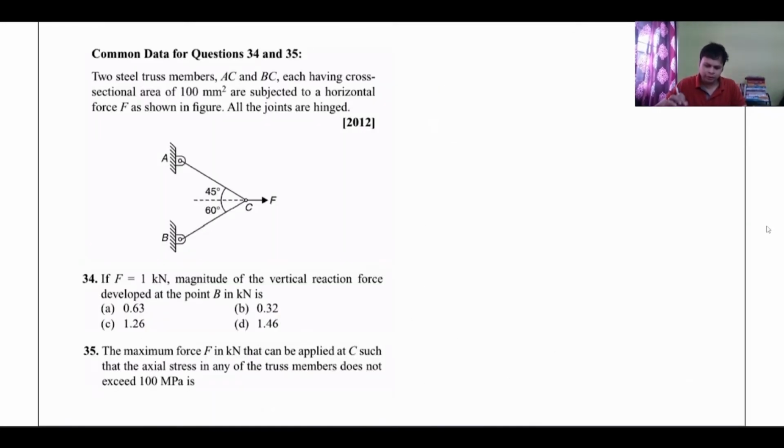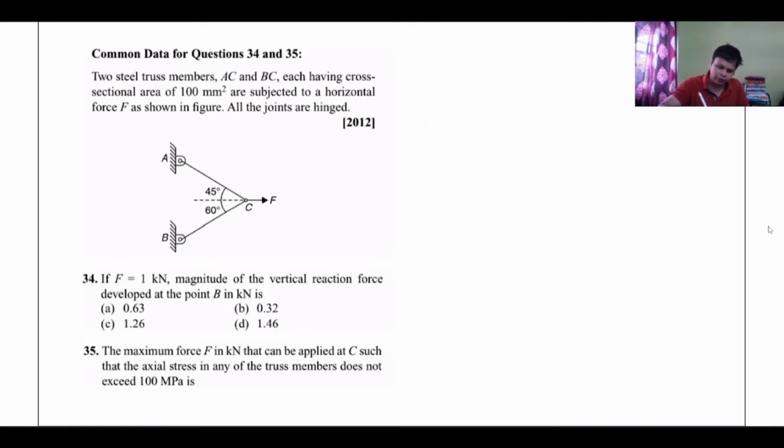Two steel truss members AC and BC, each having cross-sectional area of 100 meters square, are subjected to a horizontal force F as shown in the figure. All the joints are hinged. So this is a common data question. Question number 34. If F is equal to 1 kilonewton, the magnitude of vertical reaction force developed at point B in kilonewton is.